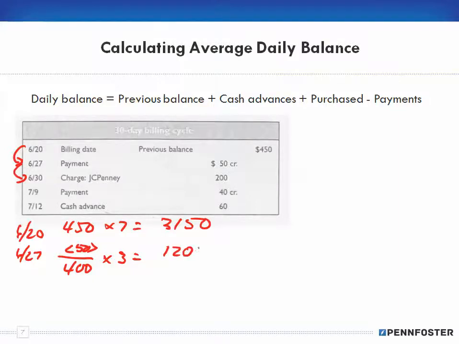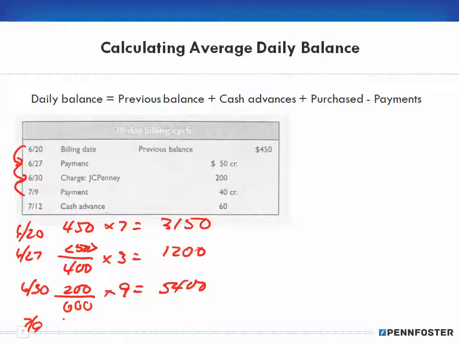So that would be $1,200 that was owed for those 3 days. Right? Then you had an additional charge on 6/30 of $200. Okay, so now the amount that you owe is $600, right? And that was for a period of 9 more days, and that equals $5,400. Okay, so on 7/9, you make another payment, so that's less 40.